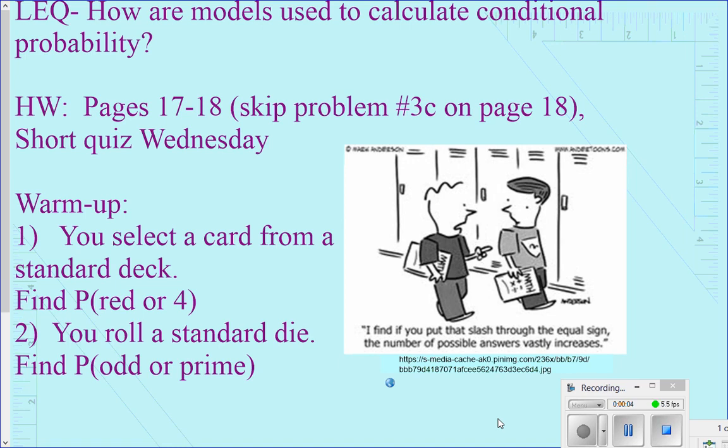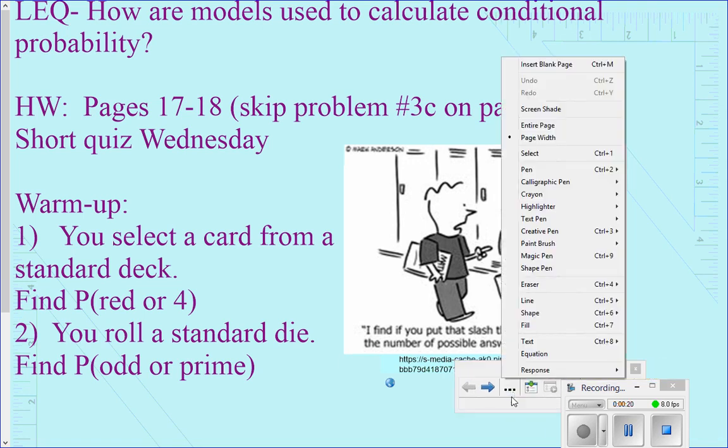Today's day 5 of Unit 9. We started today with a ticket in the door, so if you were absent, you'll need to make that up. And then we did this warm-up, so you should pause the video and try the warm-up, and then play to check your answers.